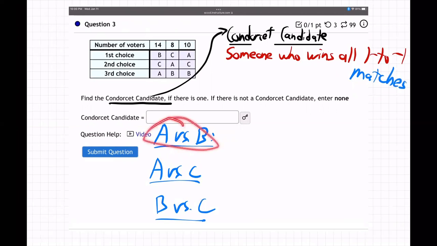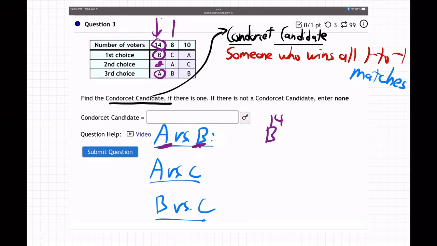So A versus B. If you're just talking A and B, these 14 people here, who do they like better? They have B over A. Remember, we're ignoring C right now. We're just saying out of A and B, this is a match just between A and B. Who do these 14 people like better? Well, those 14 people like B better.